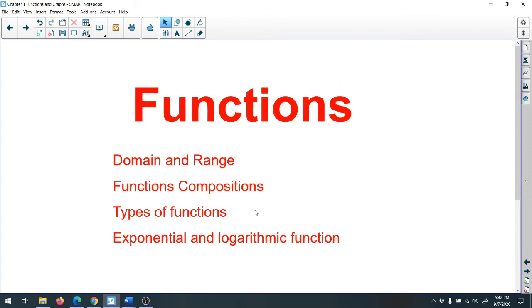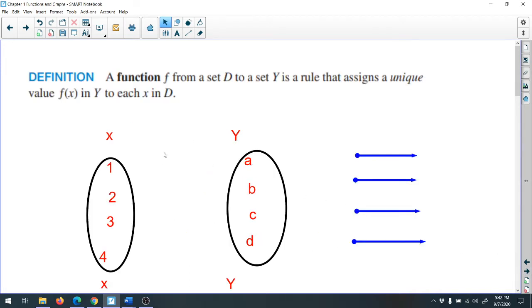In chapter 1, we're going to go over the functions. I know that you have background about the functions. Let's review type of functions, domain and range, functions compositions or combination, types of functions, exponential and logarithmic functions. Then we have this definition for the function.